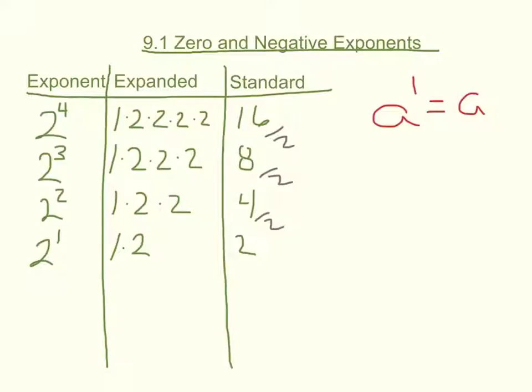So let's continue moving down an exponent. Our next exponent down would be 2 to the 0. Well, following this pattern, I'm losing a 2 each time, so all that's left is 1. And look what happens when I divide 2 by 2, following this pattern over here. 2 divided by 2 is just 1. There's our 0 exponent rule. Anything to the 0 power is simply 1. Anything at all. Okay?